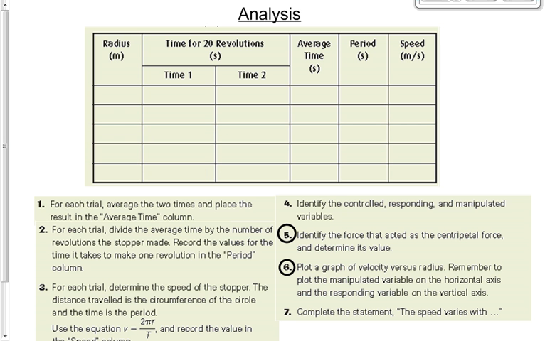You guys know this. Well, let's get the average time first of all. So if we had 10 centimeters, and 10 and 11 seconds, my average time would be 10.5 seconds. The period would be 10.5 seconds divided by 20 revolutions, right? Because we want the time for one revolution, not the time for 20 revolutions.